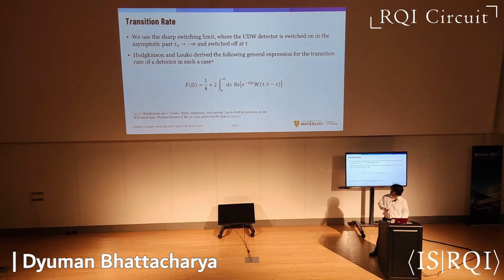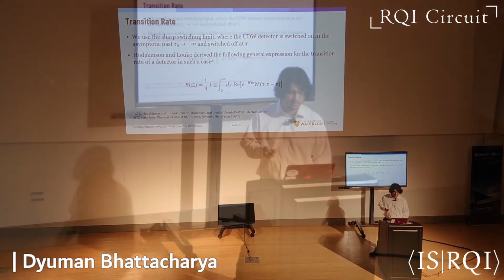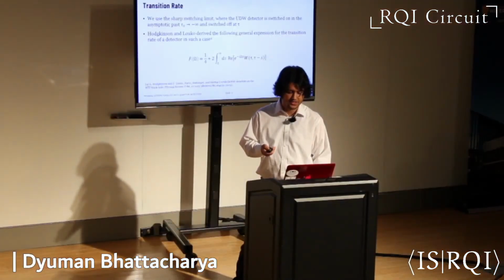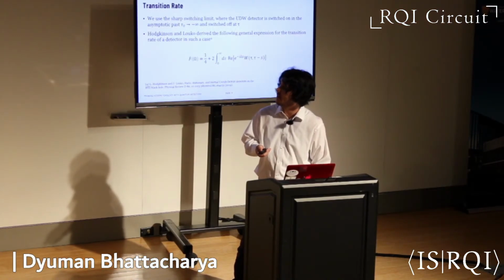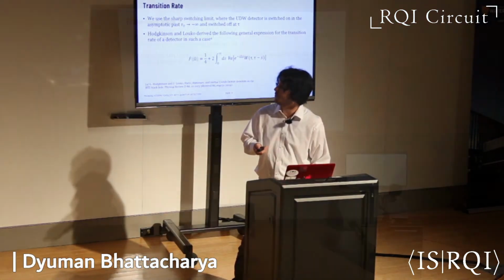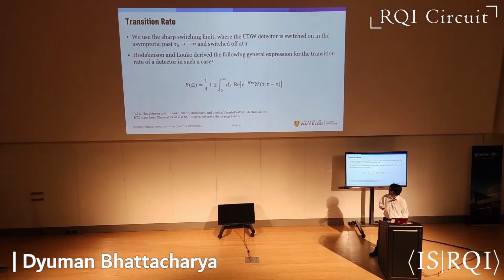Dr. Luco and Dr. Hodgkinson of the University of Nottingham derived the following general expression for sharp-like switching, when the detector is switched on in the distant past. And usefully, numerically speaking, it only involves one integral, which is great considering how complicated the integrand is.